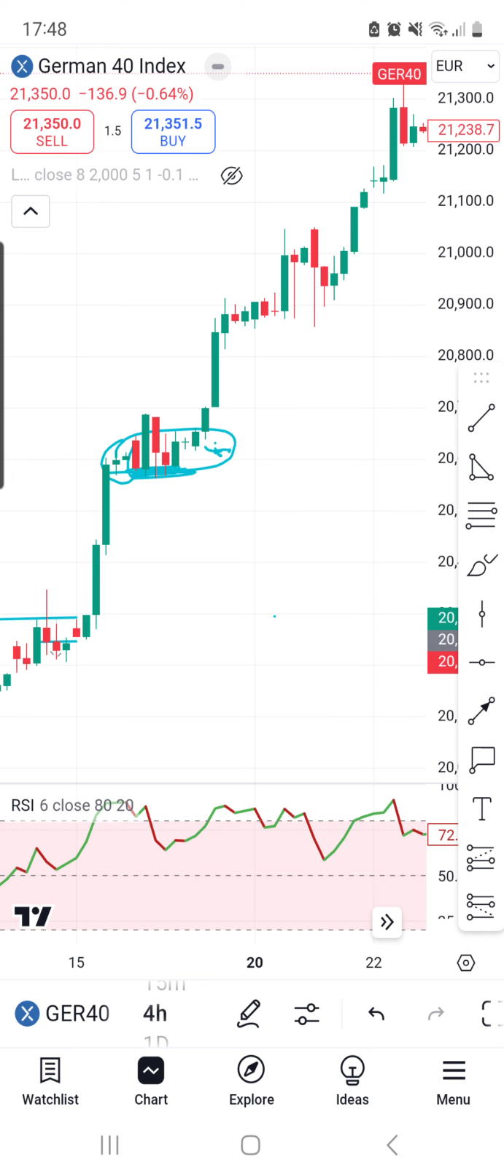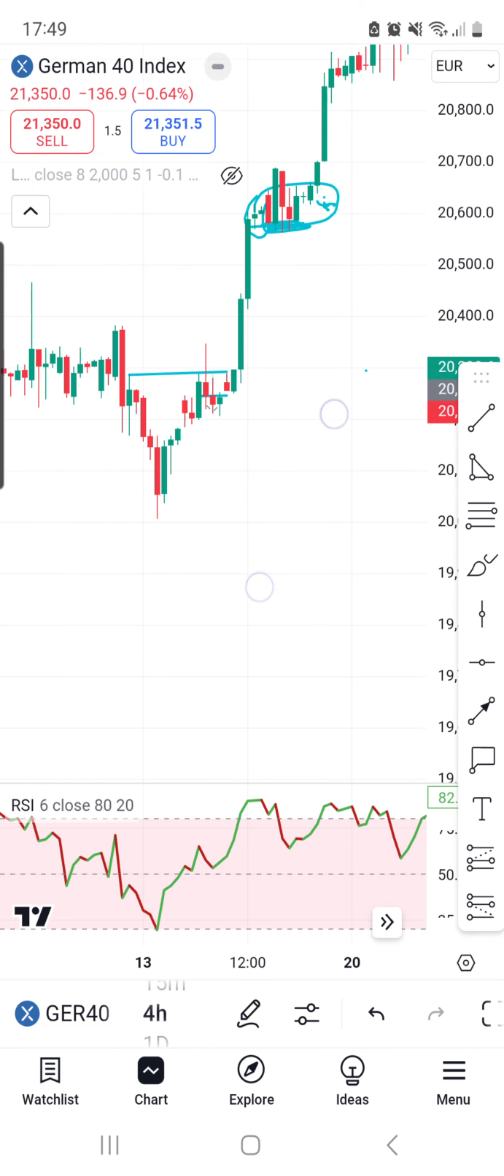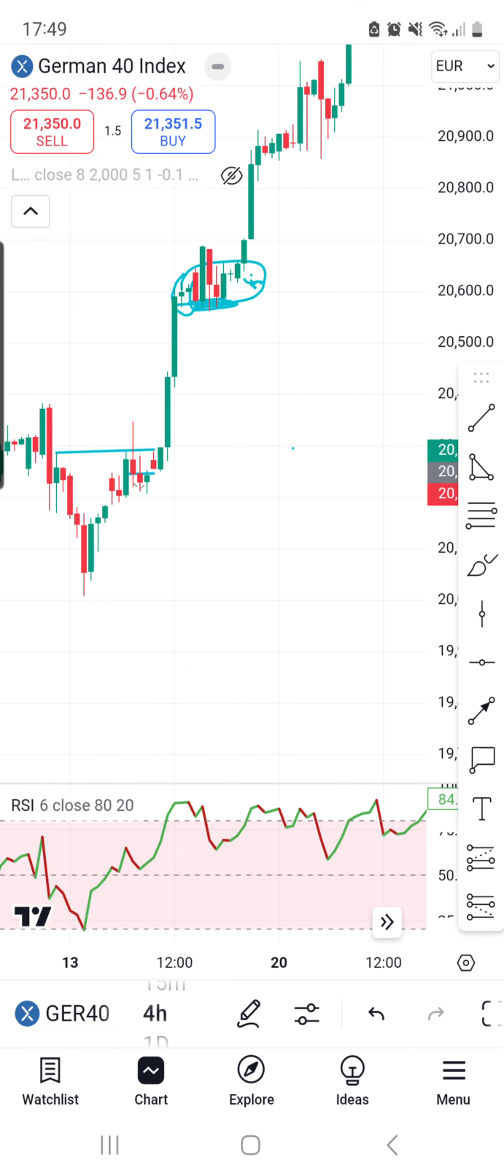But price knows very well it's still on its way up, so it just came in, tapped inside the order block, and it always goes on its way up. So this is how you mark order blocks.